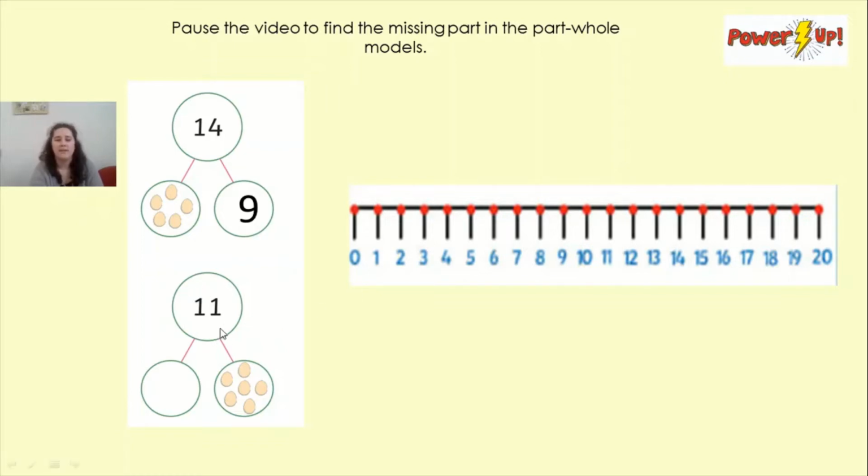Okay, here I can see the whole is 11 and my part is 1, 2, 3, 4, 5, 6. Now in the last one I took away, but this time I'm going to find the difference because those are the two ways that you can find a missing part. So to find the difference, I'm going to start on one of my numbers and count the jumps in between that and the other number that I know. So I'm going to start on 6 and count how many jumps it takes me to get to 11.